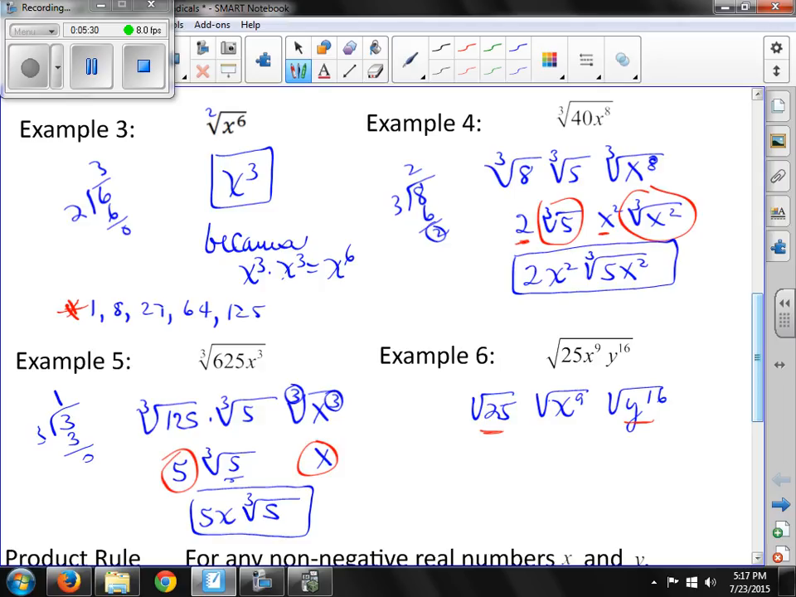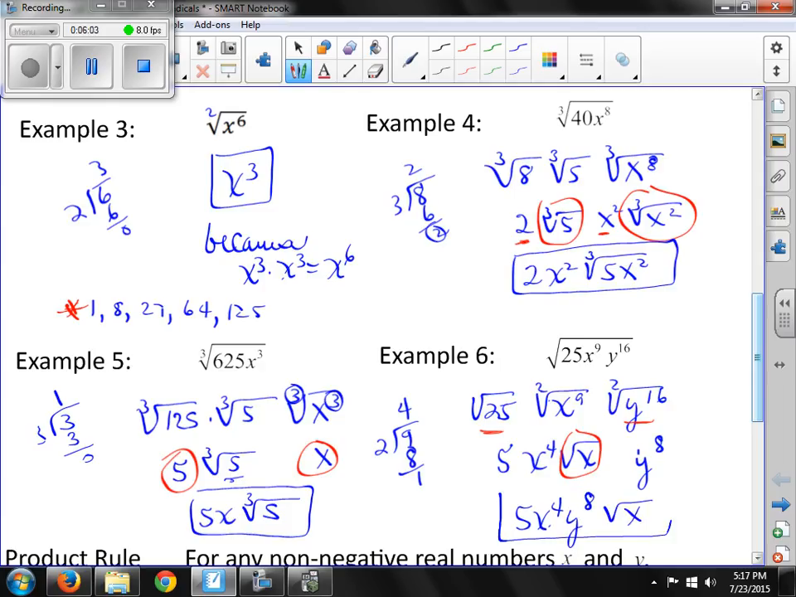Let's write that down. The square root of 25 is 5. 2 goes into 16 8 times, so it will be y to the 8th. But I'm going to have to divide here. 2 goes into 9 4 times with 1 left over. So when I divide 2 into 9, I'll have x to the 4th coming out, and I'll have the square root of x staying. So this is the only part that's inside the radical. So I'll have 5x to the 4th, y to the 8th, square root of x. Final answer.